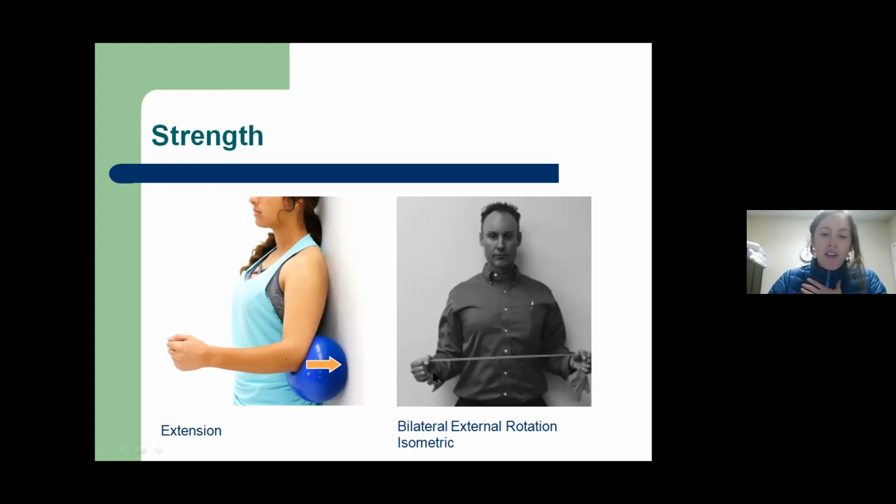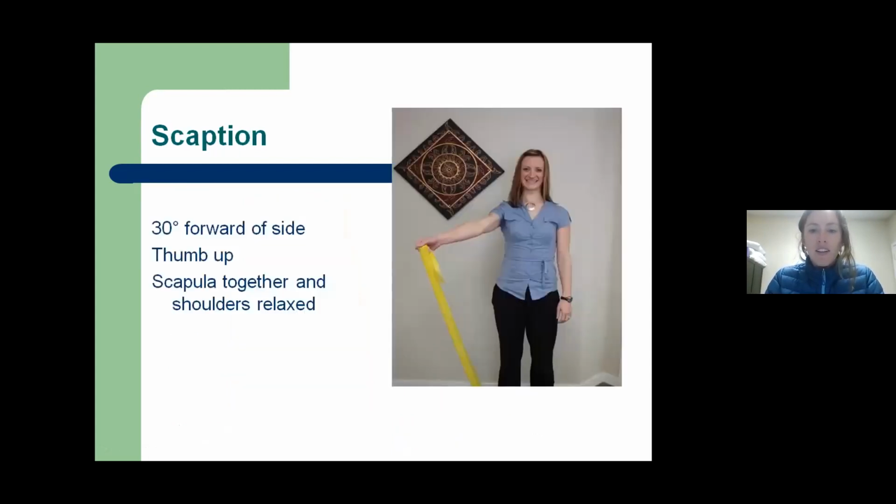A different one here, we've got bilateral external rotation, and this is an isometric. So if you guys have bands at home, I wanted to include a couple of these. Just pulling out on that band, holding those shoulders down, and holding that for about 15 to 30 seconds, whatever you're able to do comfortably. That gets both rotator cuff muscles working there and that posterior shoulder and helps open up the chest.